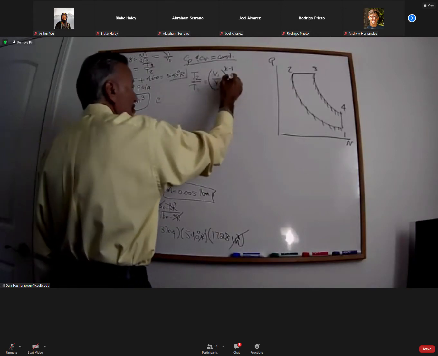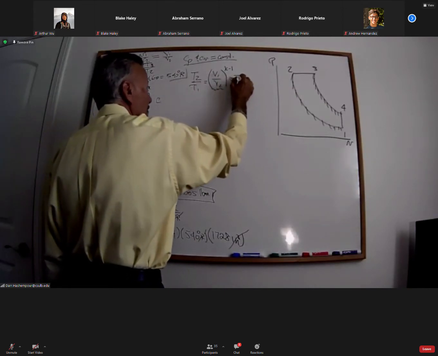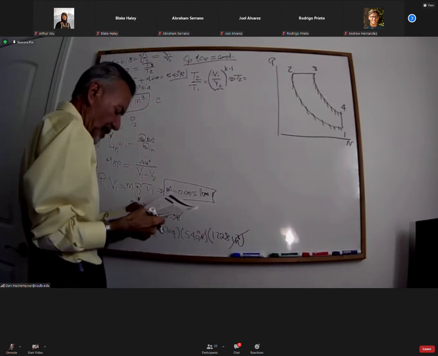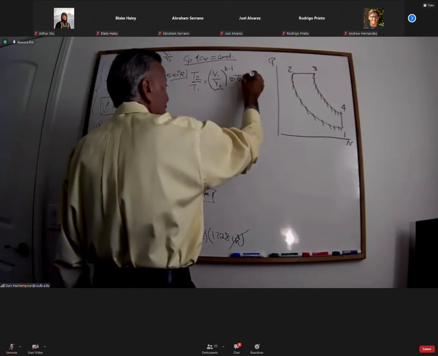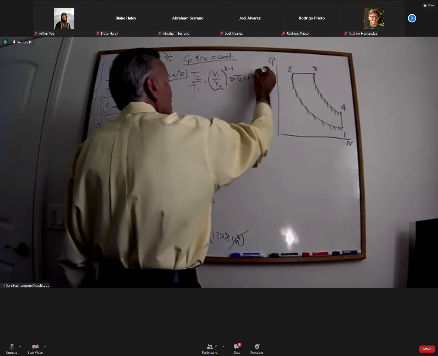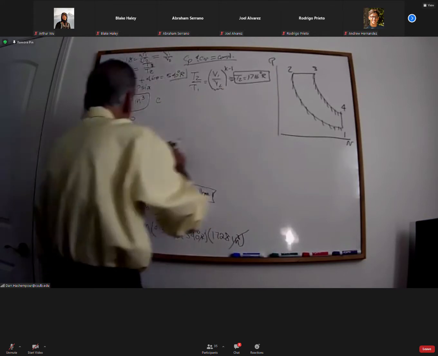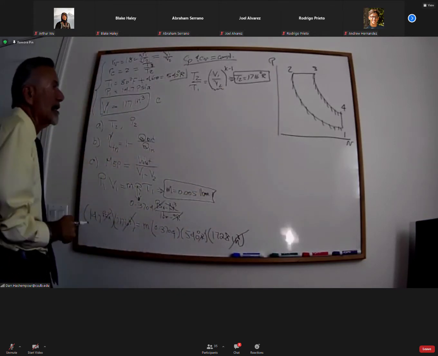So all I need to do is find the value of T2. The value of T2 becomes 1716 degrees Rankine. That's the first portion of part A.